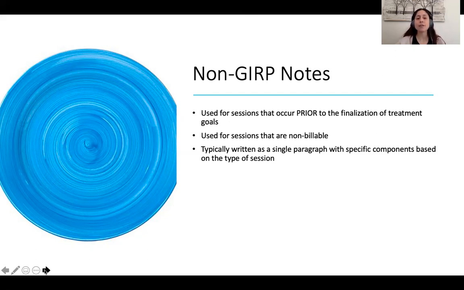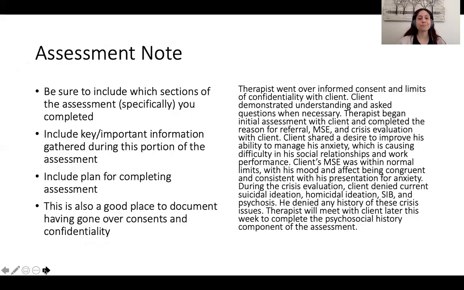What's important to remember here is the reason why you're writing a non-GIRP format note is because you don't have your goals yet. You haven't created them yet with the client, or you haven't completed the treatment plan and signed the treatment plan yet for those goals to be effective, but you still need to indicate what you're doing in session because you're going to bill for those assessment sessions and those treatment planning sessions. So a non-GIRP format note is used.